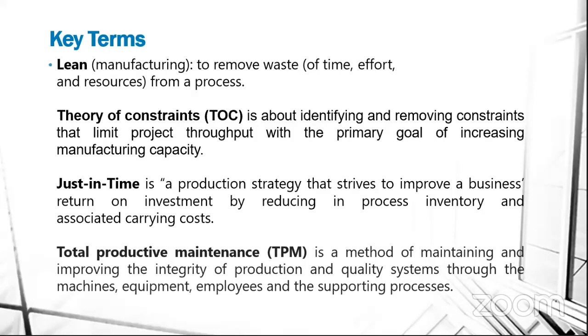Now we talk about theory of constraints. It's about identifying and removing constraints that limit your project output, with the primary goal of increasing manufacturing capacity. We talk about just in time. Just in time is another production strategy that strives to improve the business return on investment by reducing the in-process inventory and associated carrying costs. Then we would also talk about total productive maintenance, the method of maintaining and improving the integrity of production and quality systems through the machines and equipment, employees, and supporting processes.